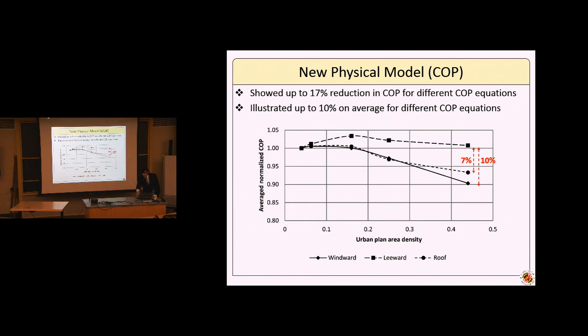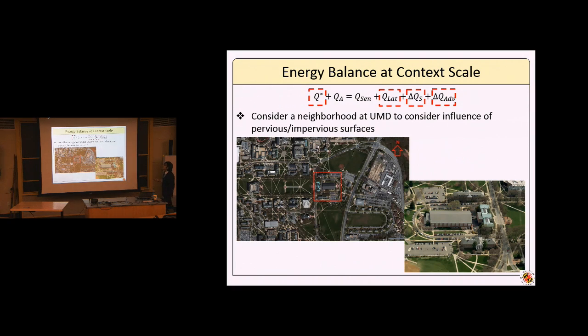So far I showed how we could develop some new physical models. Let's look at a little bit broader scale. Let's look at the energy balance again at the context scale. This is the bird's eye view of the University of Maryland campus. And here I'm looking at this neighborhood, these four buildings. In a couple of slides, I would like to emphasize the solar radiation, latent storage, and also the advection part. So this is more integrated. I'm trying to cover more terms in the equation.